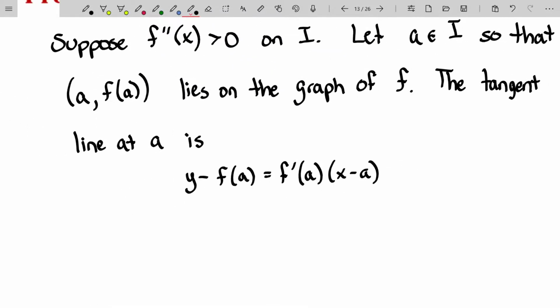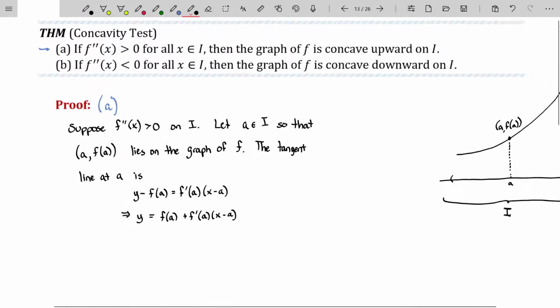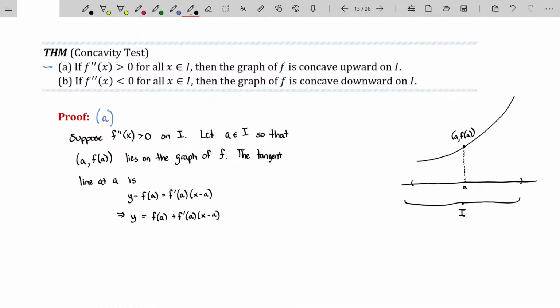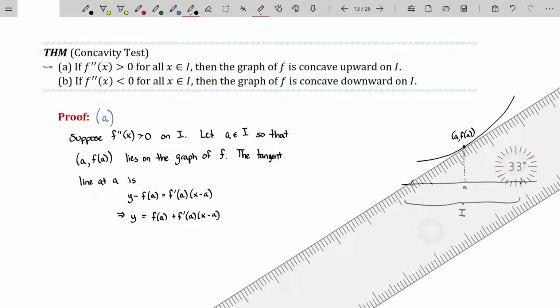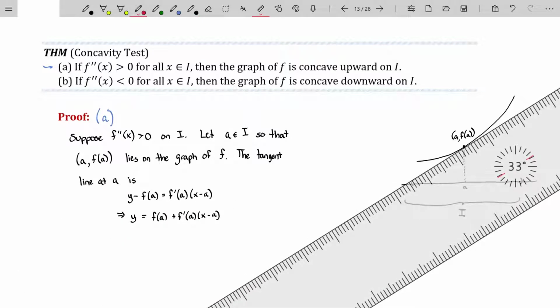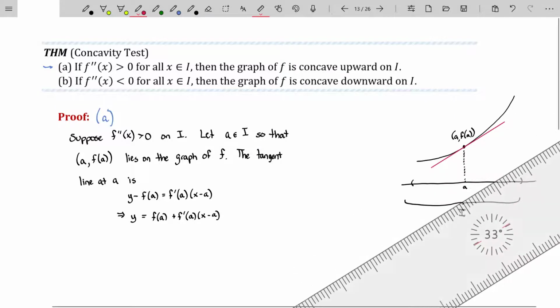And now I'm just going to rewrite this in a different form that implies that y is equal to f of a plus f prime at a times x minus a. If your course or your instructor went through linear approximations, obviously this is what you used for linear approximations, the tangent line. So what we want to do is showcase that that tangent line always lies below this curve. Let me graph that tangent line in here, and I'll use red for that.